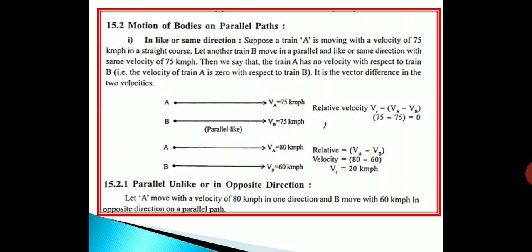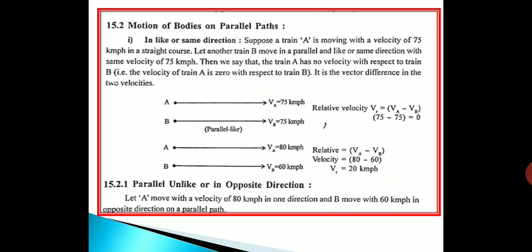So here we have an example. In the first case we have two trains, train A and train B. Both the trains are moving and their movement is parallel. Of course trains won't run on the same track together. So here we have two trains which have parallel movement. Both have a speed of, say, 75 km per hour.